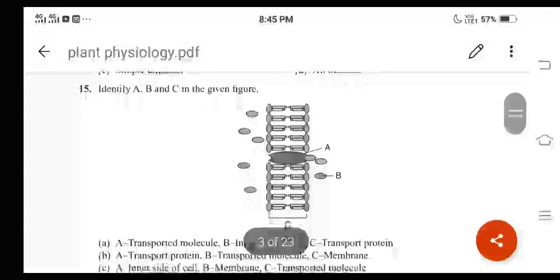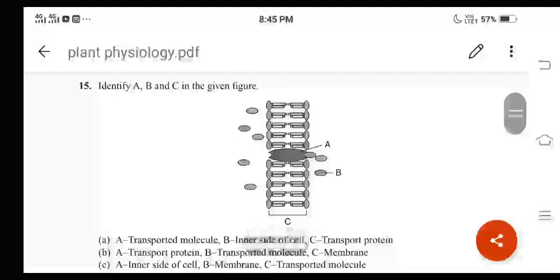Question number 15. Identify A, B and C in the given figure. This diagram is there in your textbook, you can refer to figure 11.1. The concept is facilitated diffusion, the diagram is related to facilitated diffusion, and here we have to identify the labelings A, B and C.